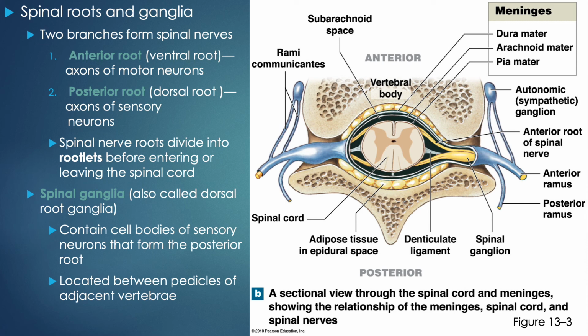The spinal nerves are also going to divide into rootlets before they actually enter or leave the spinal cord. There are more specific images that will show you in detail what those are coming up. Spinal ganglia are also called dorsal root ganglia, and these are spaces where there are cell bodies of the sensory neurons that form the posterior root. And these are located between the pedicles of adjacent vertebrae, which is just a specific part of the vertebra.